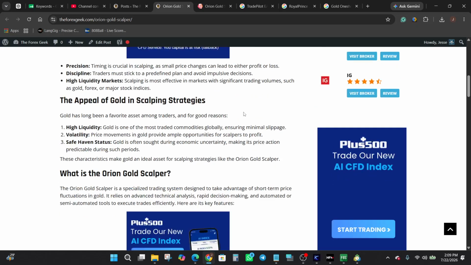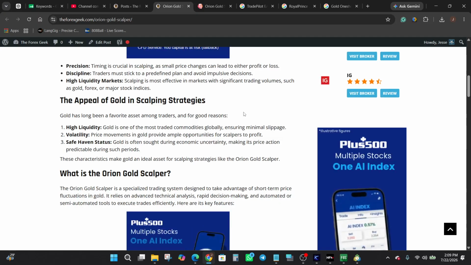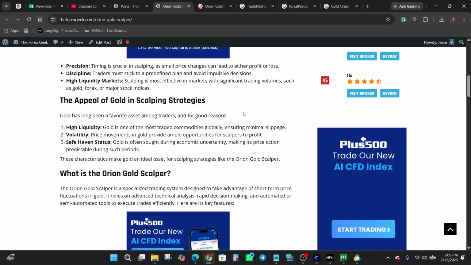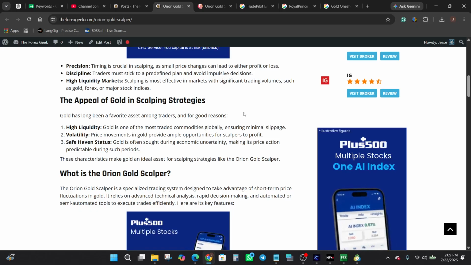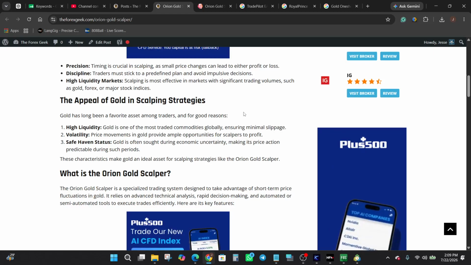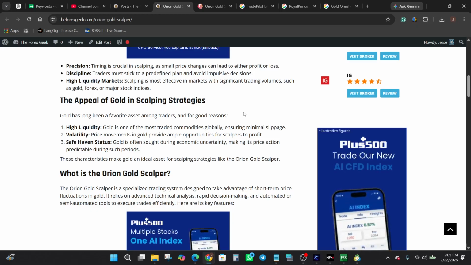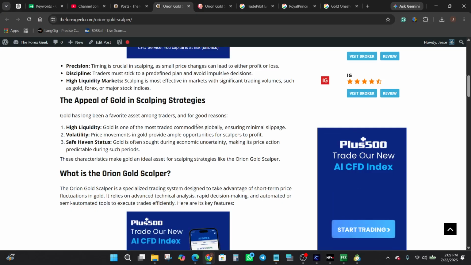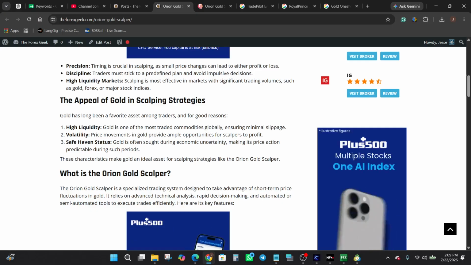One of the appeals of gold in scalping strategies is that it has high liquidity and volatility and a safe haven status. So for those who are not comfortable with trading gold, these are just a few appeals of trading gold. And by the way, the expert advisor does the job for you. So whether you are a fan of gold or not, so long as the expert advisor is able to do the heavy lifting for you, then probably it's no big deal, unless the strategy turns out not to be profitable, right?